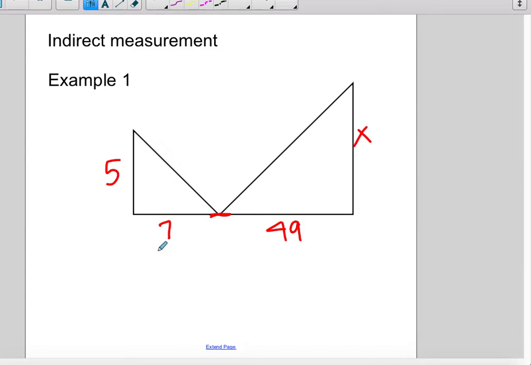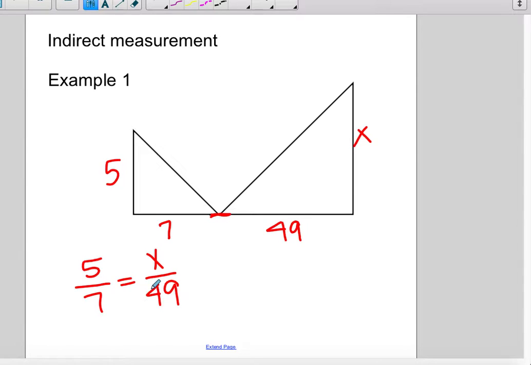Now these 2 triangles would be reflections of each other. So the 5 over 7 set up in a proportion to solve, because we have similar triangles, you know the sides are proportional, we would have x over 49. And so to solve this problem, we're going to set our cross products equal to each other.